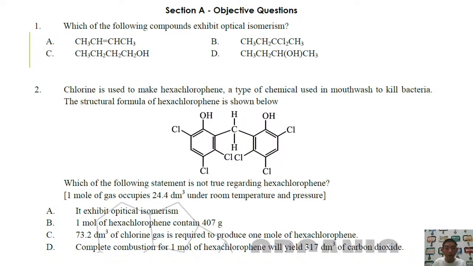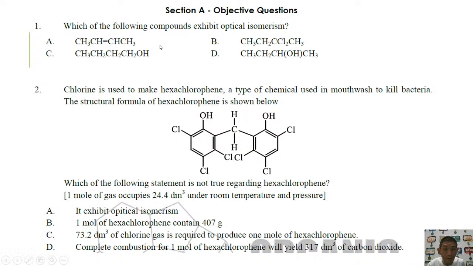Okay, so we are going to start off with answering the objective questions for organic chemistry, starting from chapter 1, introduction of organic chemistry. So here are the questions. Number 1, which of the following compounds exhibit optical isomerism? You have to know what isomerisms are exhibited here, so you have to find out on your own.